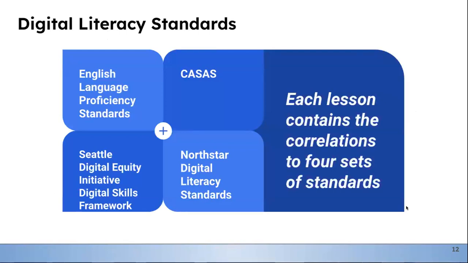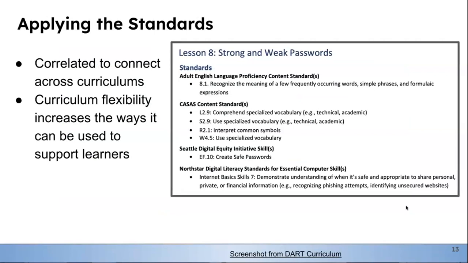So the curriculum is correlated to these 4 sets of standards. Many of us are used to using the English language proficiency standards in our ESL classes. But this curriculum is also correlated so that it meets the CASA's content standards, the Seattle Digital Equity Initiative Digital Skills Framework, and North Star Digital Literacy Standards. And the way that works is when you look at a lesson, it will break out in each one of those categories what your objectives are according to those standards.